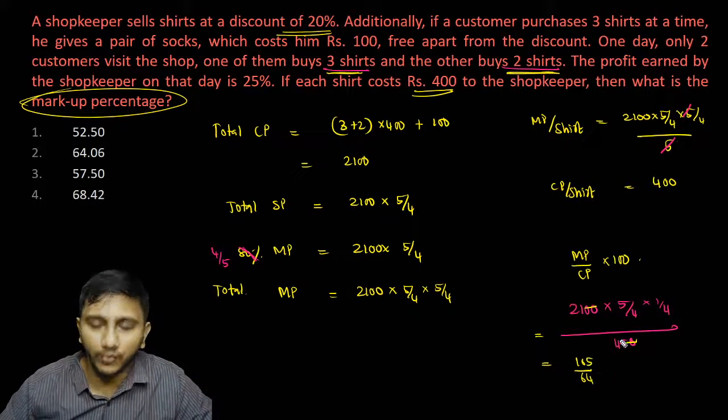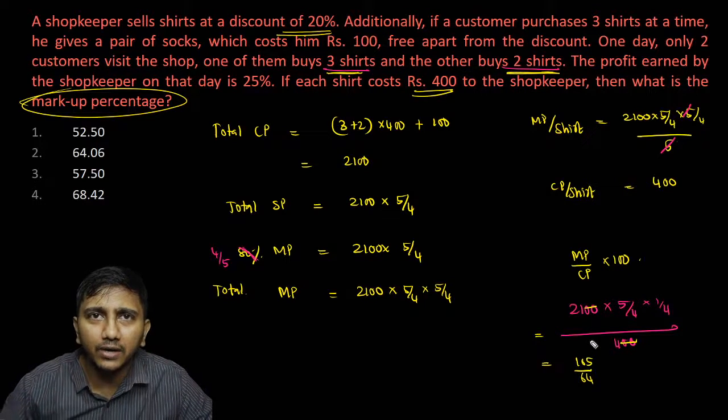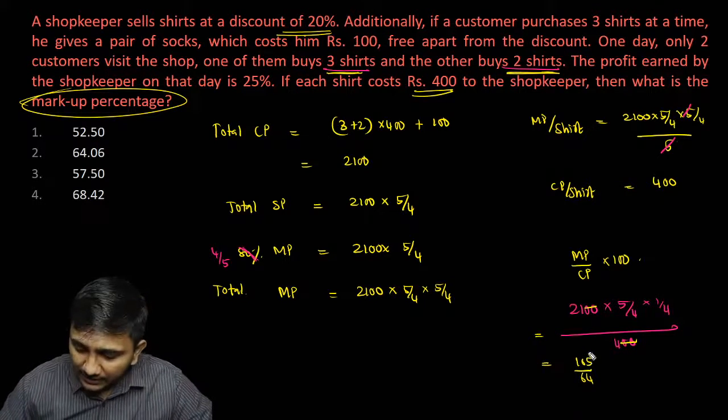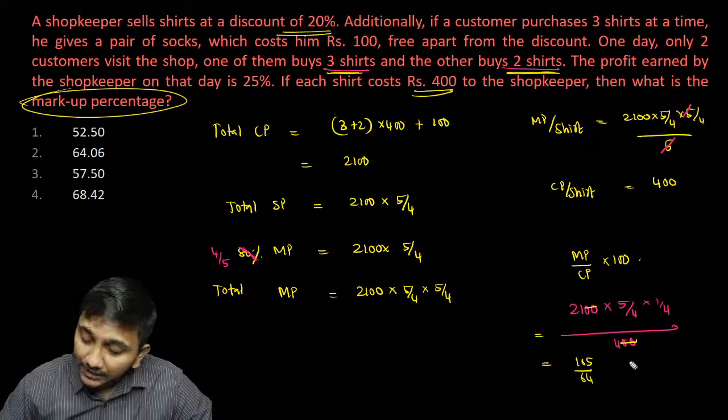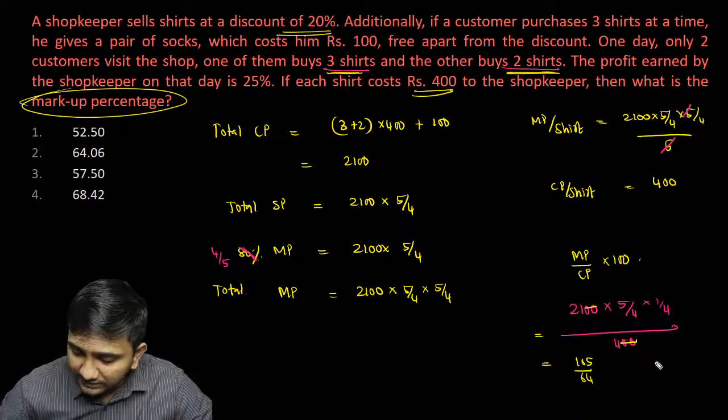105 by 64. If you have a calculator in the exam, let's say you're sitting in an exam where your calculator is allowed, like CAT, then you can just put it in your calculator and get your answer. Let's say you're sitting in an exam where calculator is not allowed and you have to get the answer here. Let's see how we can go about it.